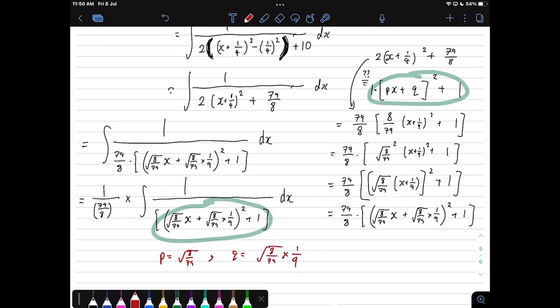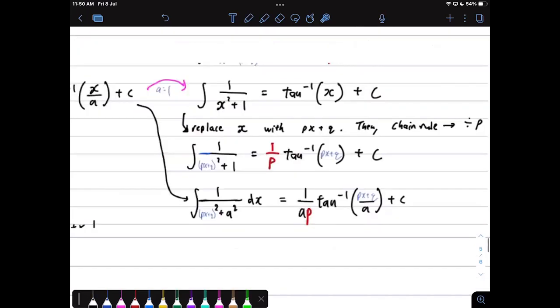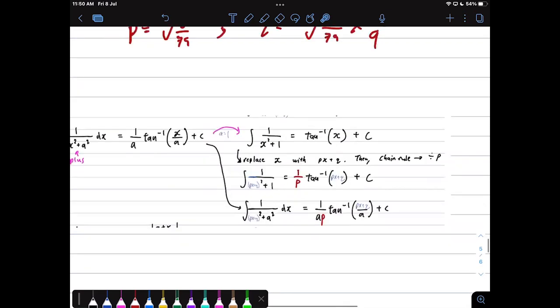Then from there, you can integrate. So now, 1 over 79 over 8 is nothing but 8 over 79 multiplied by integral of P plus Q squared plus 1. Look at this formula, P plus Q squared plus 1. It's just tangent inverse, isn't it? Just tangent inverse. But then you copy and paste whatever is inside, then you divide by its coefficient. So that's what we're going to do.